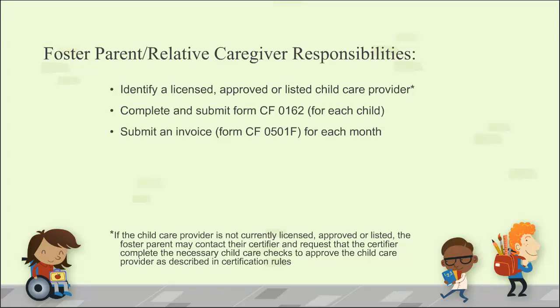Awesome. Oh, and then the foster parent, after identifying the appropriate child care, completes an authorization form, and that's the CF-162, and that has to be done for each child. And we'll be going over that form. And then each month, the foster parent submits an invoice. The foster parent pays the child care provider and then submits an invoice to the branch to be reimbursed, and that reimbursement is up to $375.